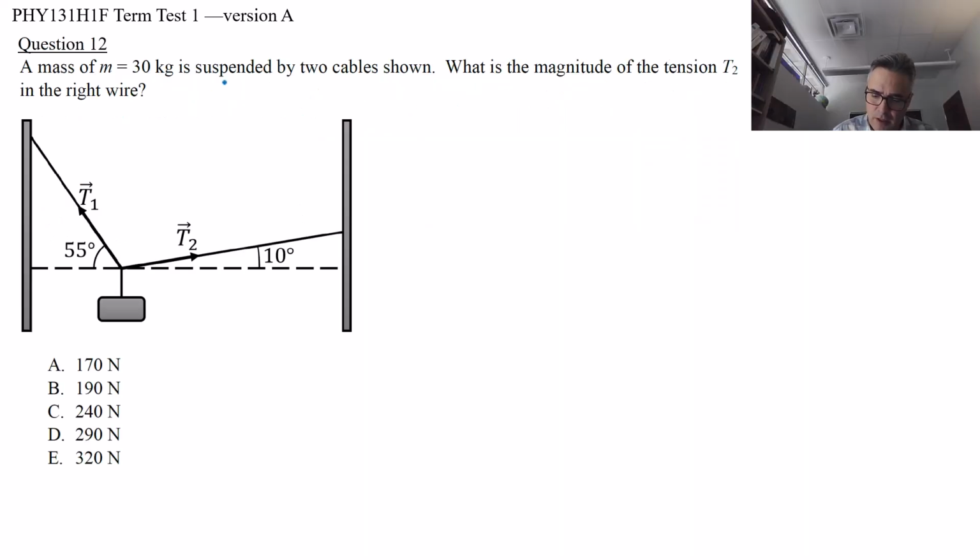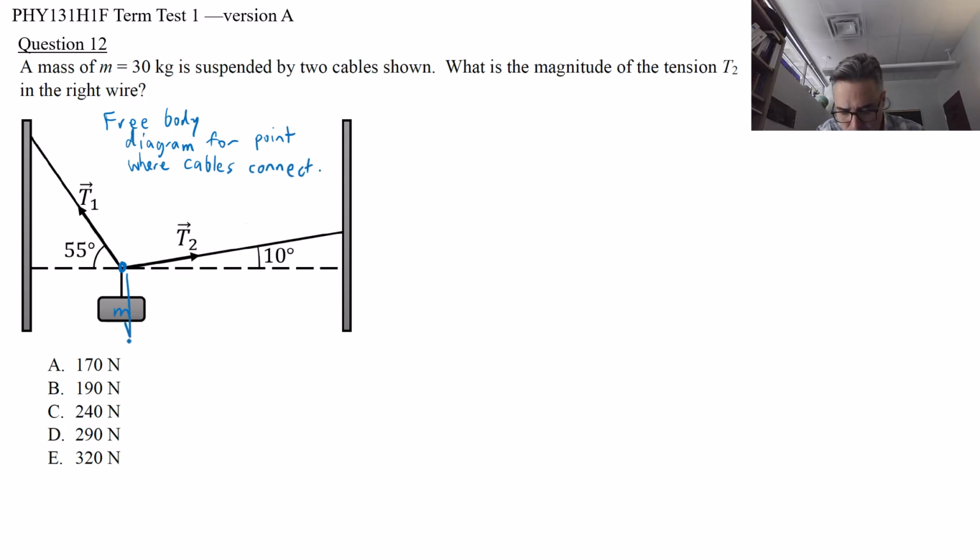A mass of m equals 30 kilograms is suspended by 2 cables shown. What is the magnitude of the tension T2 in the right wire? So this is kind of the free body diagram for the point where the cables all connect to each other, if you can imagine that. So this is going to be mg down. And we need to balance all of those forces.